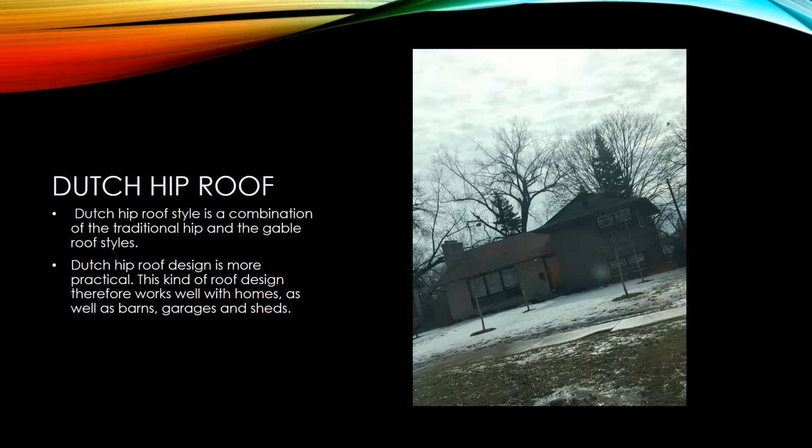Next, we have a Dutch hip roof. Dutch hip roof style is a combination of traditional hip and gable roof styles. The gable is this triangular portion which is placed on the peak of the hip roof. Dutch hip roof design is both aesthetic and practical. This kind of roof design therefore works well with homes as well as barns, garages, and sheds.